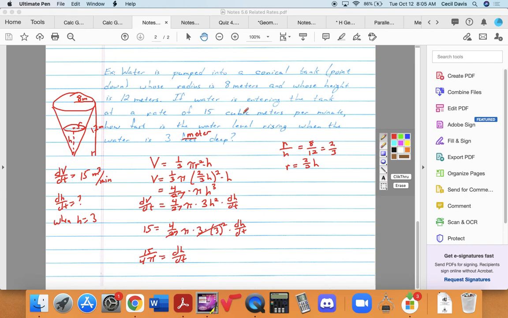So it involves similar triangles is basically what's going on. I want to show you another example that involves similar triangles.